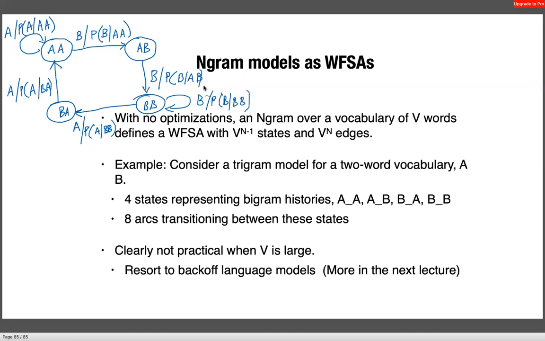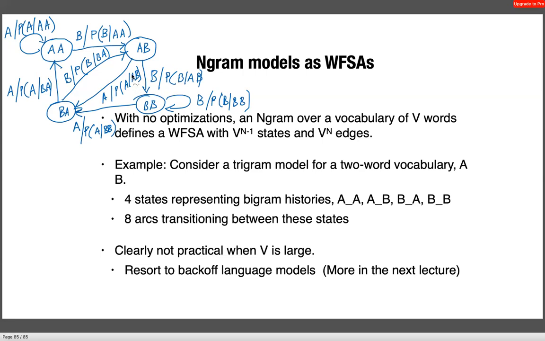And you'll have these additional two transitions. You'll have a transition going from here to here on B, with the probability of B given BA. Similarly, you'll have a transition from here to here on A, with the probability of A given AB. So overall, there are 8 transitions, and there are 4 states representing your bigram histories. I hope the structure of the finite state machine representing an n-gram model is clear.